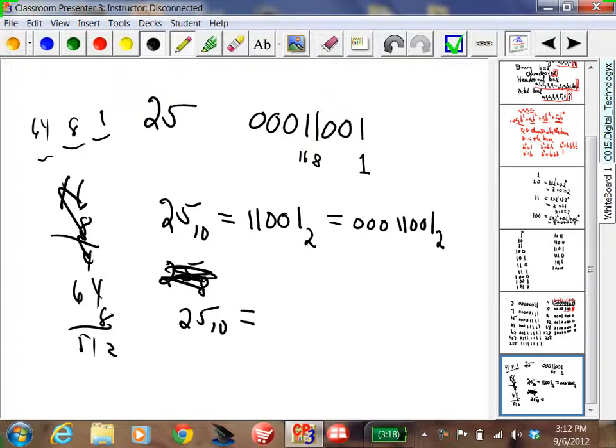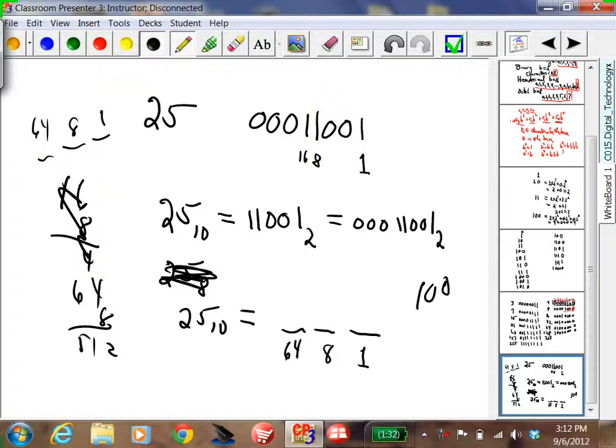Well, first of all, if we're going to do this to the base 8, how many positions would it have? Would it have one position, two positions, three positions? This is a 1. This is an 8. This is a 64. So 25 to the base 8 would only have two positions in it. It couldn't have three positions because the first three-position number in octal is 64. So in octal, 100 is 64.